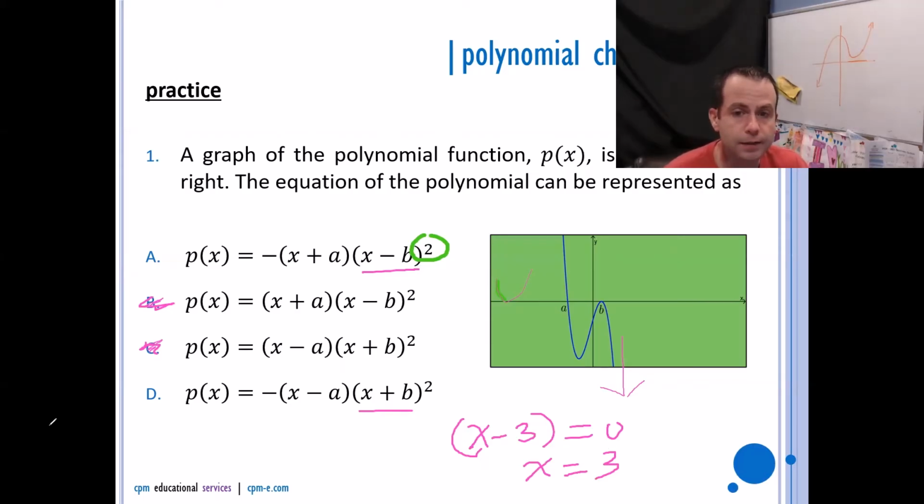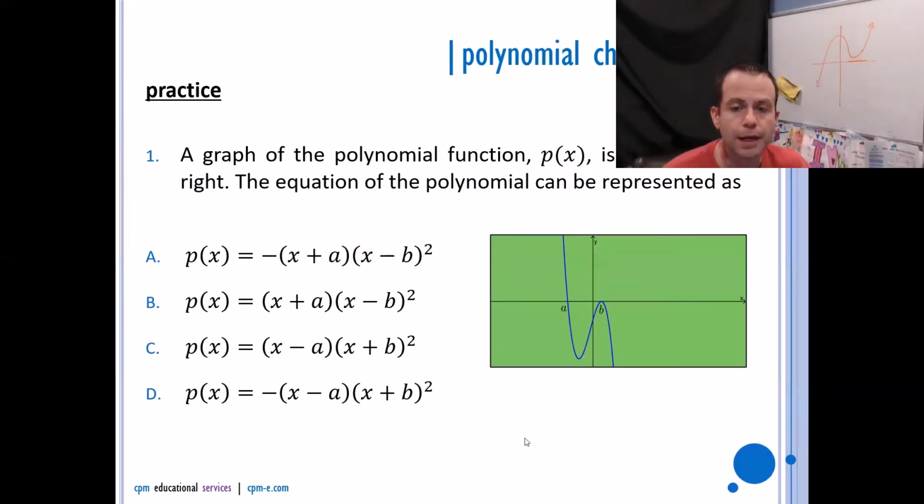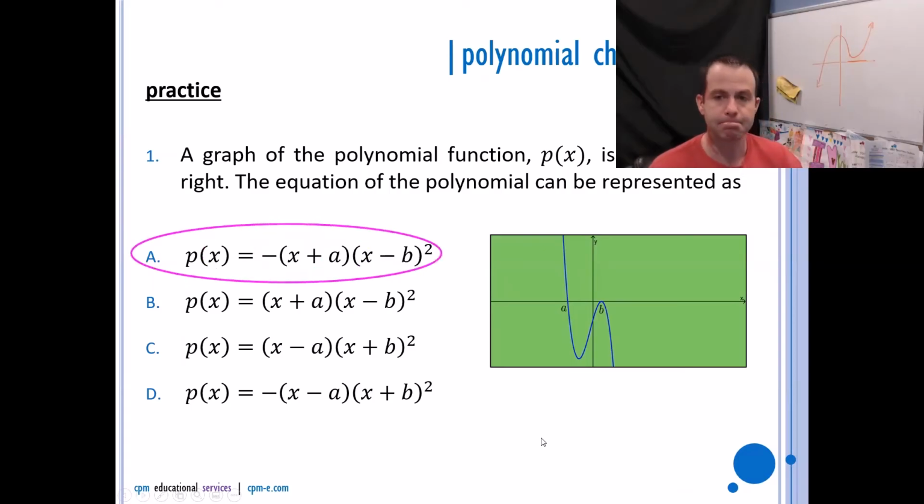For the exact same conversation around x plus a, if this had said x plus 3 and I go to solve that, x would equal negative 3 because I'd have to subtract 3 from both sides. So the x plus a tells me that the a is to the left, and the x minus b tells me that the b is to the right. And so my answer is A. That gave me my negative leading coefficient, my A value to the left, and my B value to the right.